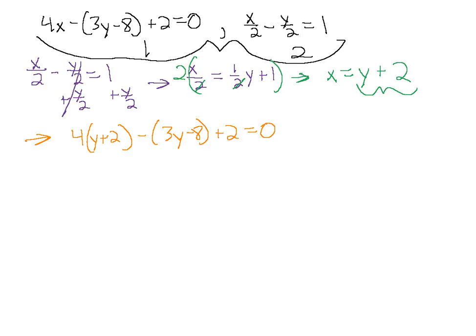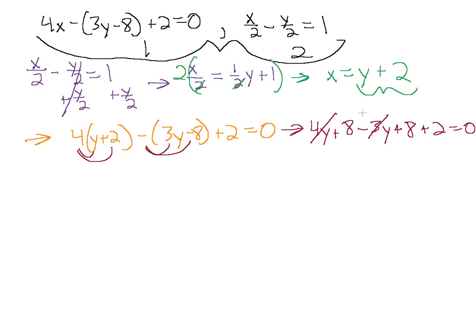So let's go ahead and distribute the 4 into the parentheses here, and the minus sign into these parentheses. So we have 4 times y is 4y, 4 times 2 is 8. Distributing this minus sign inside the parentheses, we have minus 3y and plus a negative 8. Then we have our plus 2 and our 0. All right, so now this is fairly straightforward. We're just combining like terms.